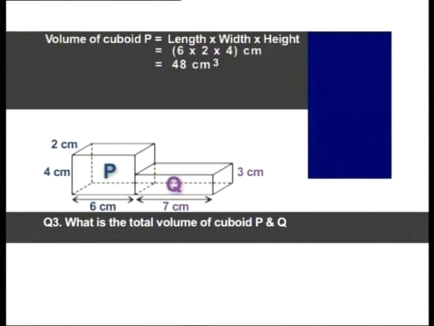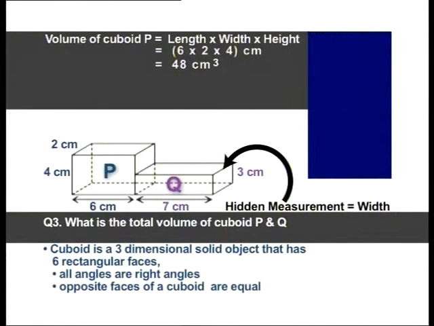As you can see, there is a hidden measurement of width. How do you solve this? We can use the characteristics of three-dimensional shapes to help us solve the problem. A cuboid is a three-dimensional solid object that has 6 rectangular faces or sides. All angles are right angles and opposite faces are equal. As we know, P and Q are cuboids. Let's find the opposite faces of the cuboid in order to find the measurement. The equal face is 2 cm.